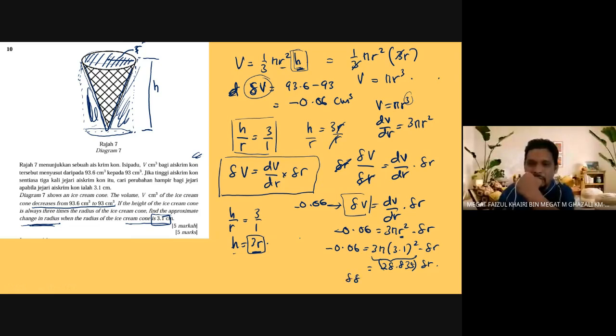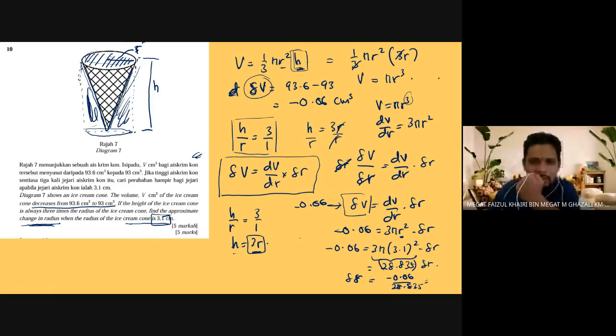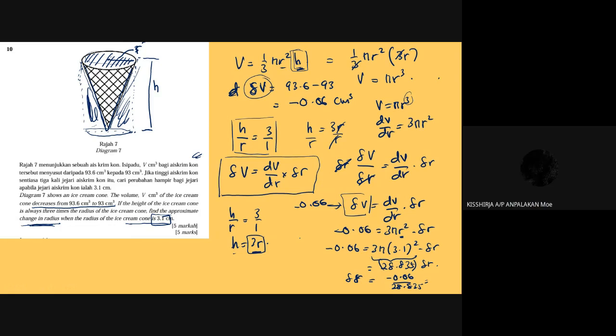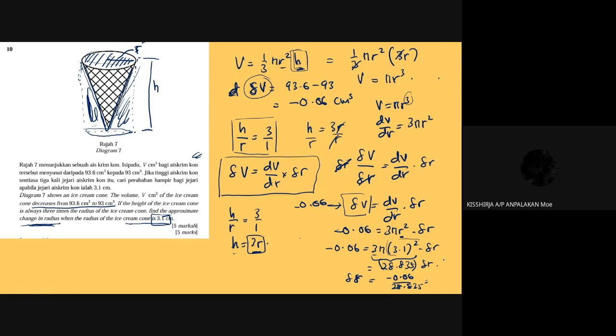So then the small change in r equal to negative 0.06 divided by 28.835. Sure. When you say in terms of pi, do you want it times 22 over 7? That means 3 times 22 over 7 times 3.1 squared, right? The 3.1 first part squared, times 3, times 22 over 7.